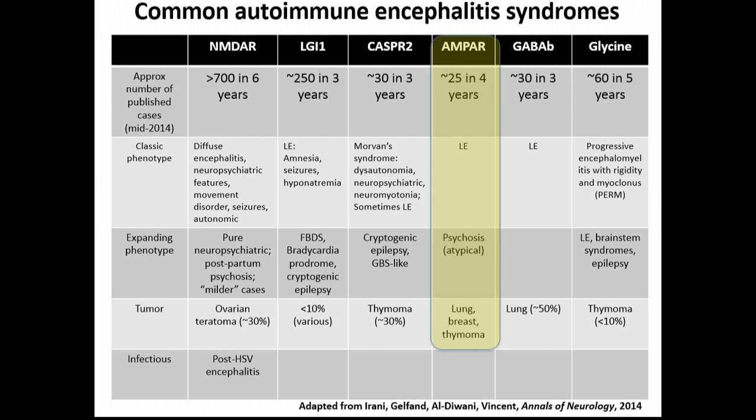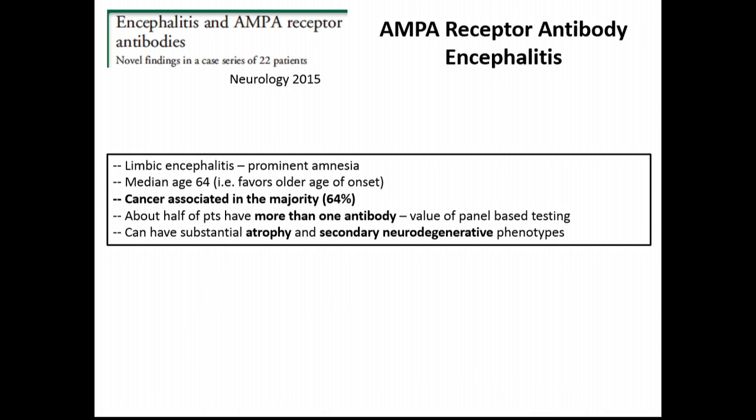So just briefly, there's a number of other antibodies. I'm not going to go over every one, but just to say that sometimes the phenotypes overlap. One that's well known now is AMPA antibodies. These are expressed on the cell surface as well. You get a prominent amnesia, same age group as LGI1. These tend to be cancer associated, but clinically you might not be able to tell the difference between AMPA and LGI1. And this is why panels can be so helpful.